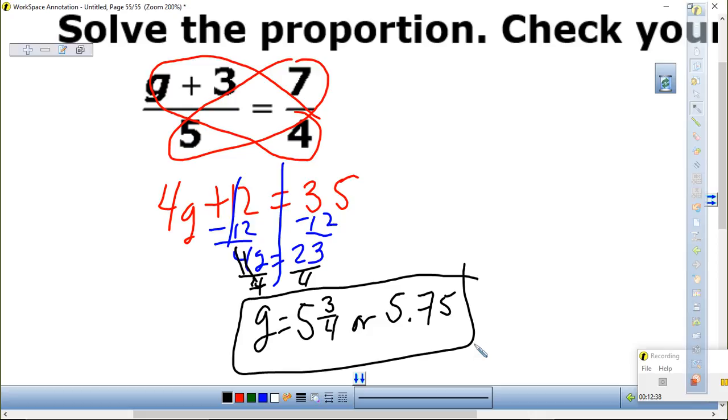Felipe, how do you decide which number's going to go on this side? Usually, I make it a rule. I always start with a variable, so that's what I always write first.